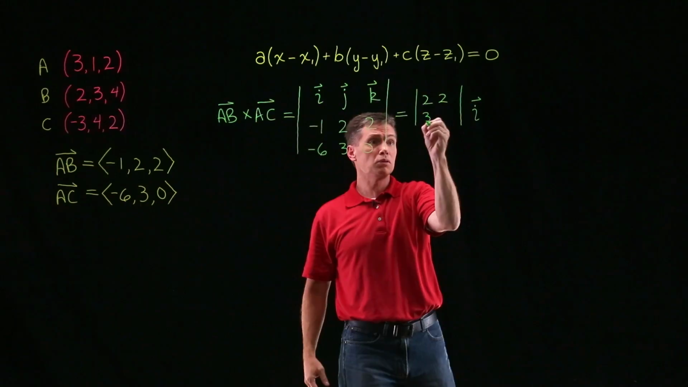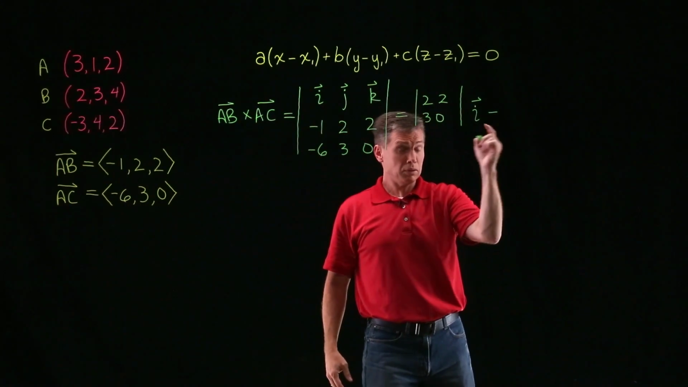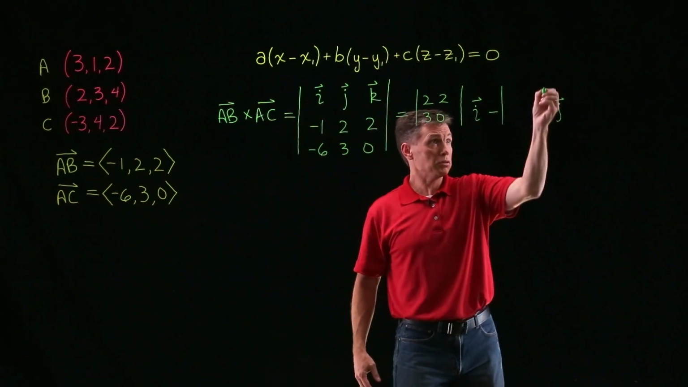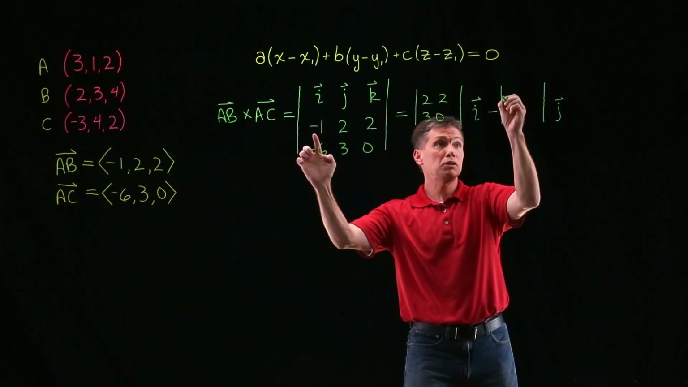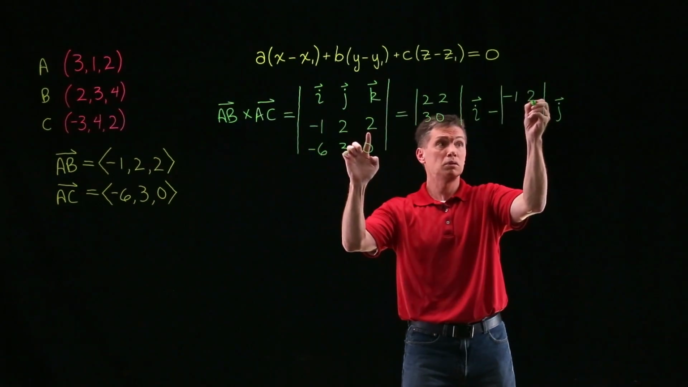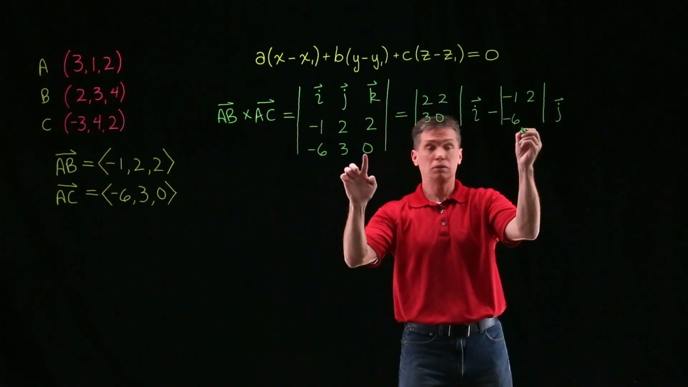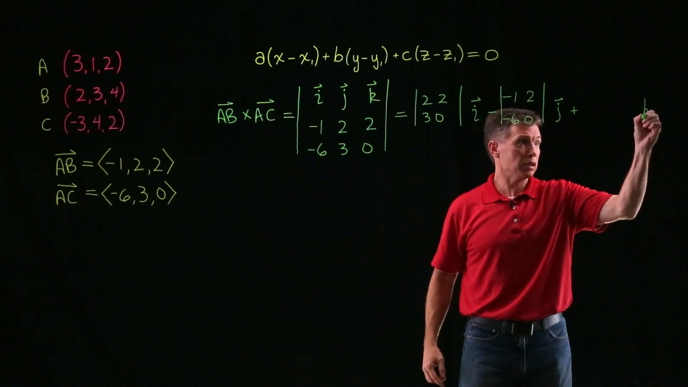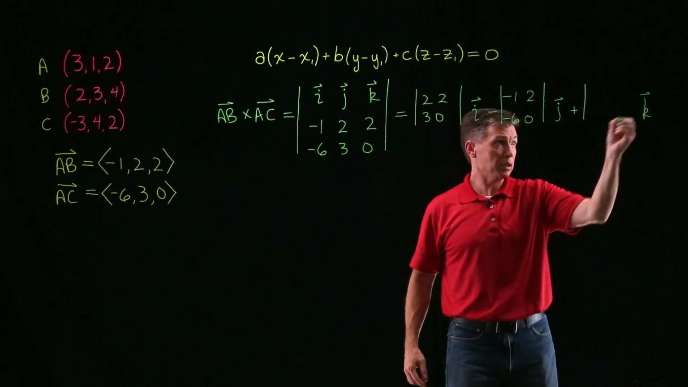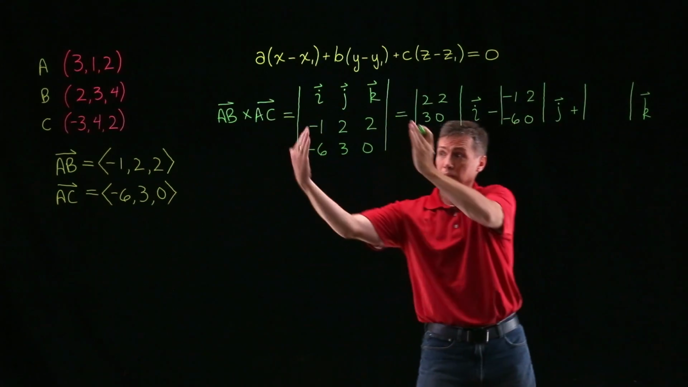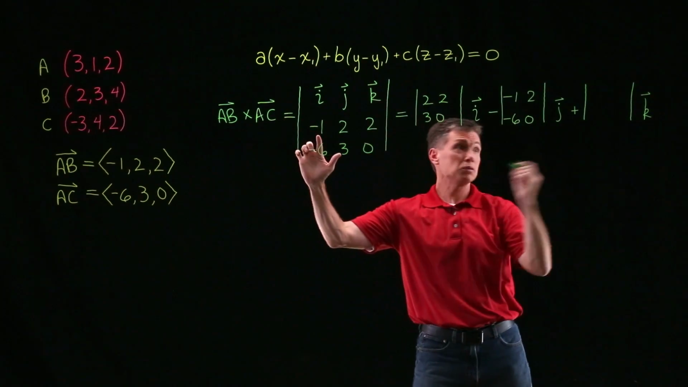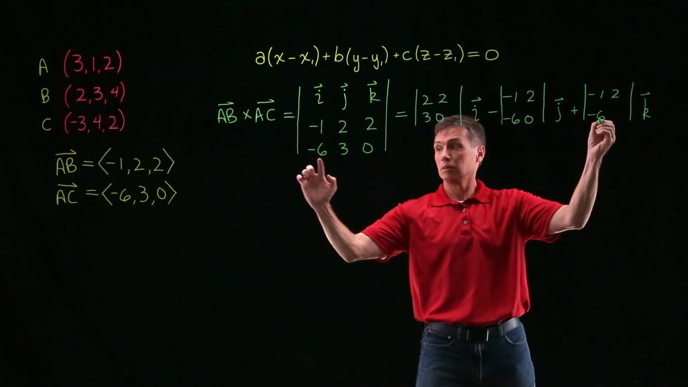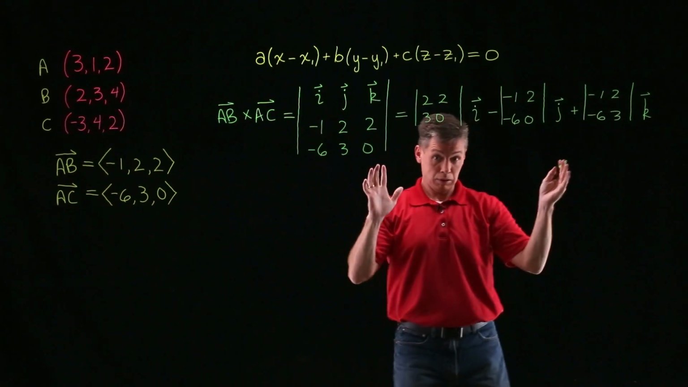2, 2, 3, 0. Minus, that subtraction is part of your cofactor expansion work. And the submatrix this time looks like minus 1, 2, minus 6, and 0. And then finally for this step, you have your k vector that is going to multiply by the determinant of this submatrix here. So minus 1, 2, minus 6, 3.